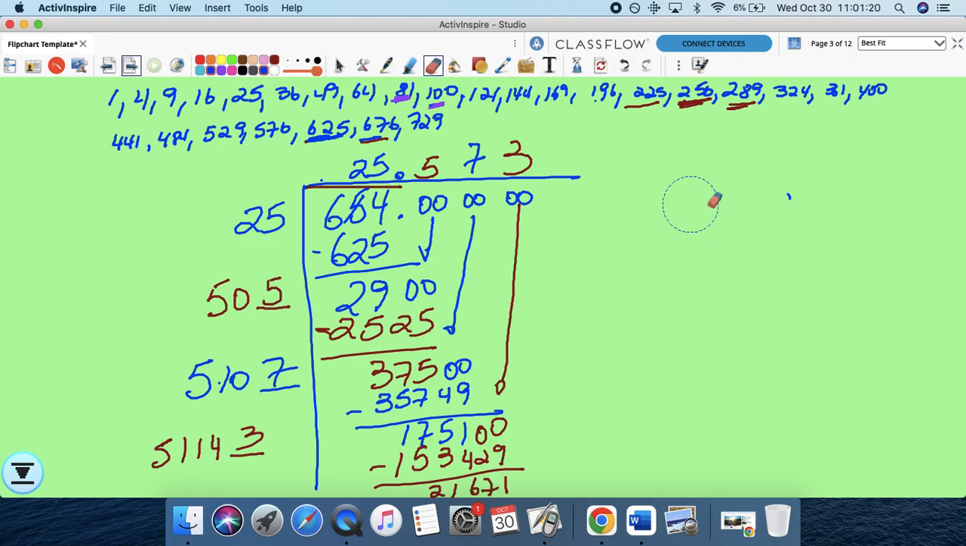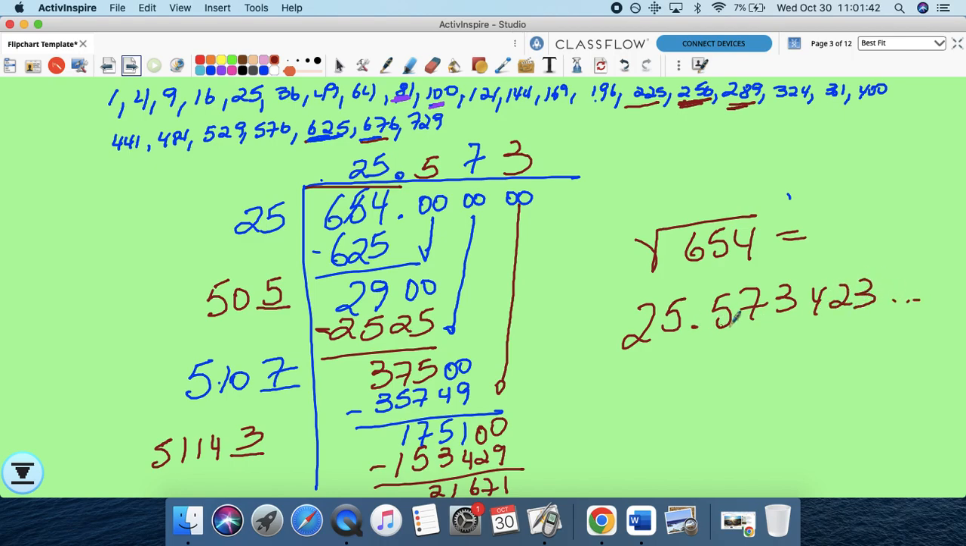I'm just asking you to go this far. Now double check. If you type in square root of 654, let's see what your calculator says. So 654, take the square root. Your calculator spews out 25.573423... Notice that our first three digits to the right of the decimal are exactly the same. So we just found the square root of 654 to the thousandth place. And that's it. It's not that complicated, but it takes a little practice.